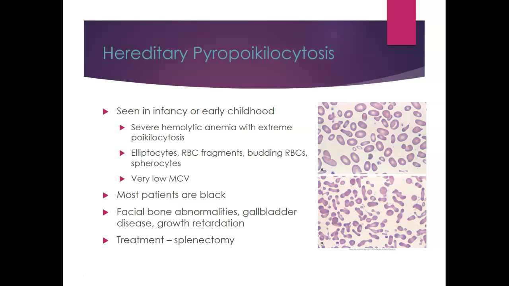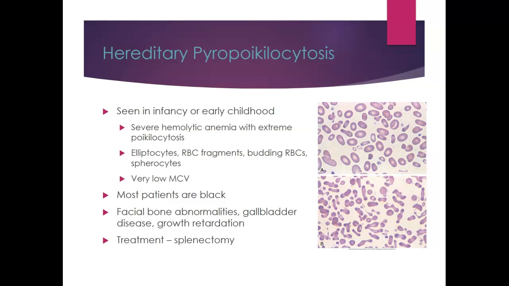The next one is hereditary pyropoikilocytosis. It's so fun to say. You guys got to start saying this stuff around your friends. It makes you sound super smart. This one is seen in infancy or in early childhood. There's severe hemolytic anemia with extreme poikilocytosis.